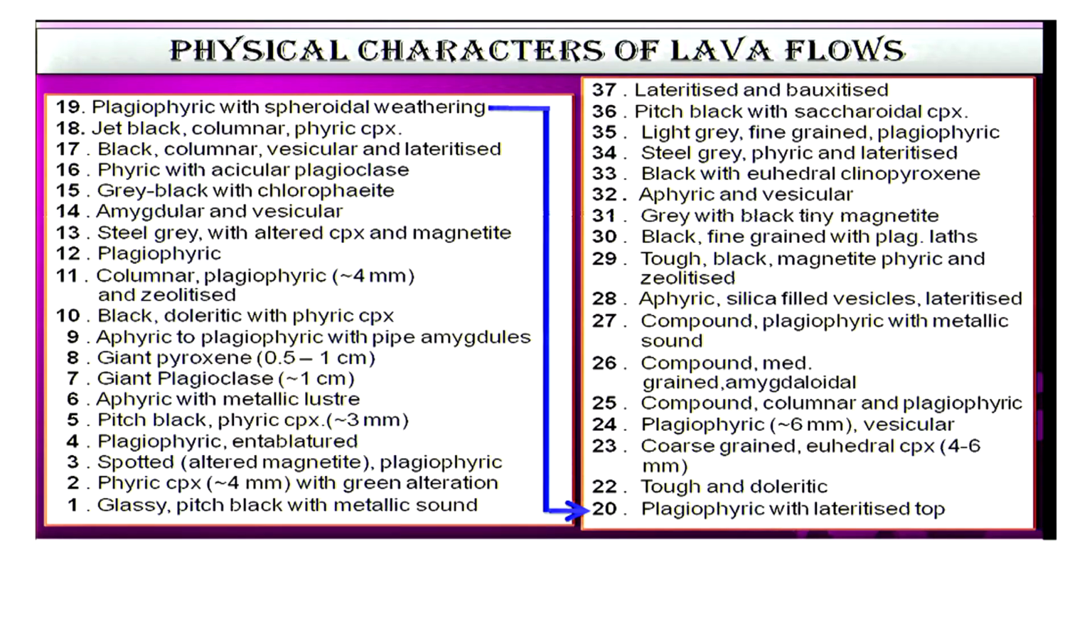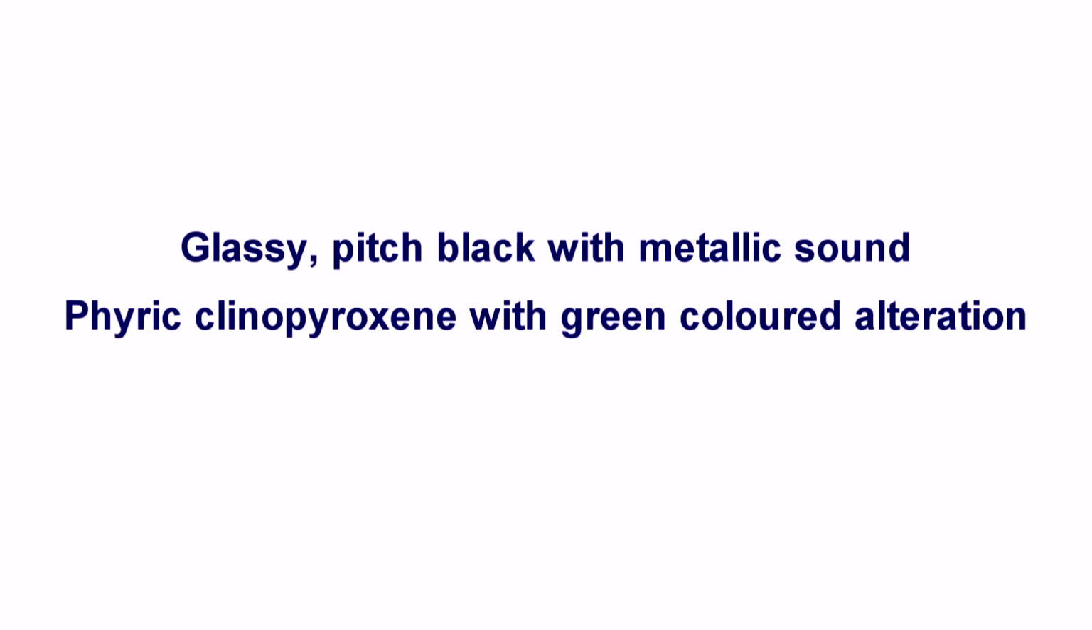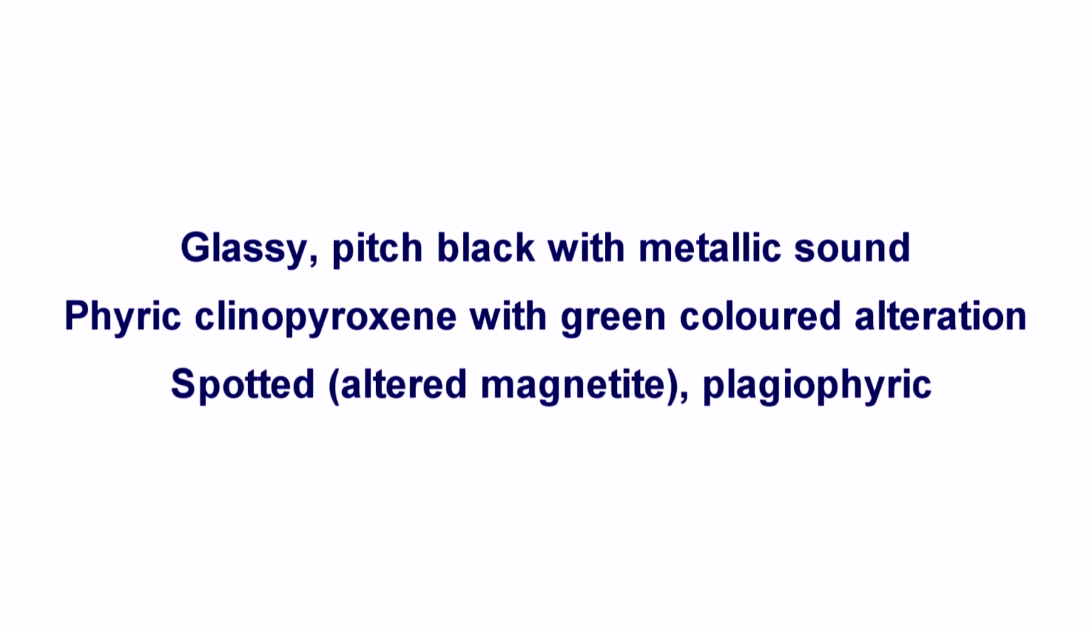There is a variety of morphological characters and technical terms that have been developed by which you can distinguish one lava flow from another, such as glassy, pitch black with metallic sound. Some lava flows give a metallic sound when you strike them with a hammer. Ferric means large pyroxene crystals with green colored alteration products. Spotted means magnetite crystals. Plagiophyric means you have clusters of large plagioclase crystals at one place. These are all technical terms that have been developed as the study of Deccan volcanism has grown.